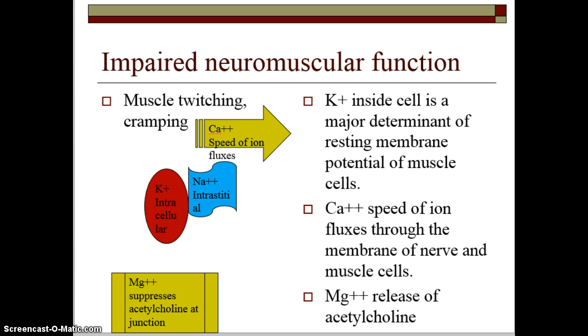We see muscle cramping and twitching, and it's because the calcium, the speed of the ion fluxes can be impacted by that interstitial fluid and the sodium in that interstitial space. We know magnesium suppresses that acetylcholine at the junction. Potassium is that intracellular ion that helps regulate the sodium and potassium pump. So all of these electrolytes can impact the ability of the person to have correct and strong neuromuscular function, and without that we can see potential complications.